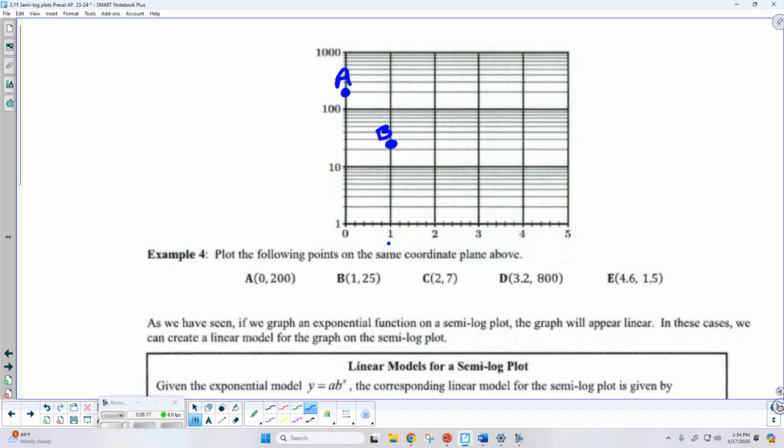Okay, so take a few seconds. Plot C for me, 2 comma 7. Okay, so where do we plot 2 comma 7?